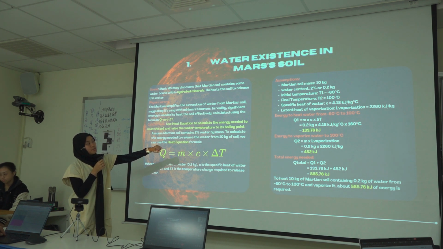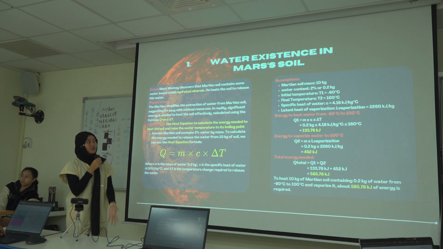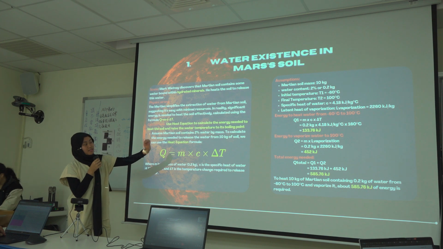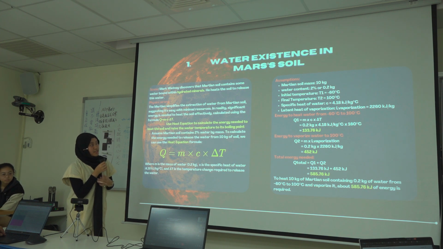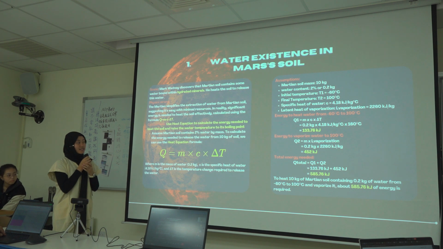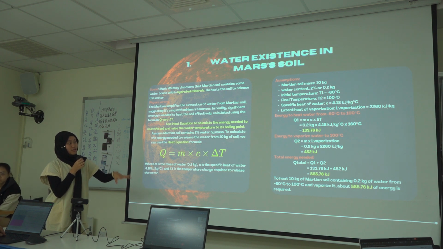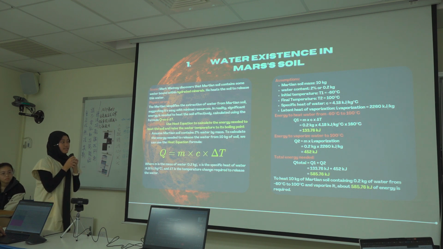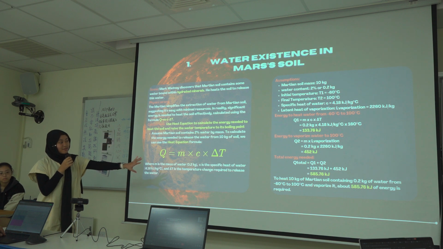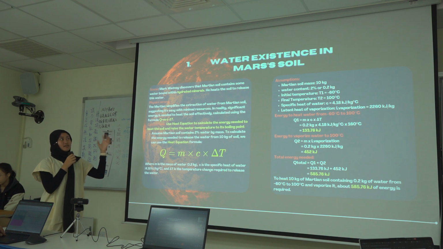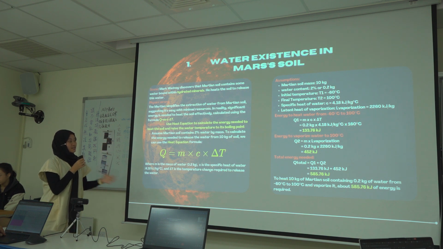First of all, we calculate the energy to heat water from negative 60 to 100, and the result is 133.76 kilojoules. The second step is the energy to vaporize water at 100 Celsius, which equals 452 kilojoules, and the total is 585.76 kilojoules. This value is the total energy for him to heat the water from the soil.